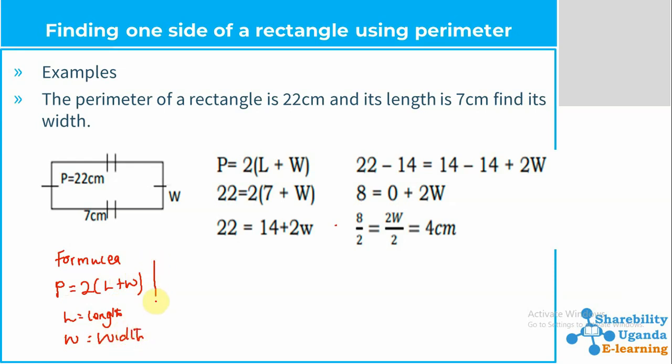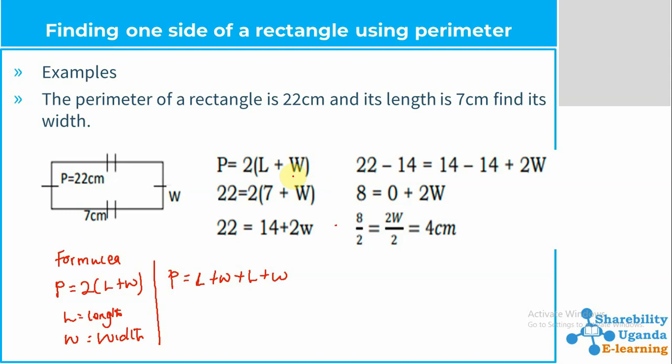Perimeter is just the total distance around the figure, and we have been using the formula perimeter being equal to side plus side. That means here our perimeter is going to be equal to length plus width plus length plus width. This is the formula that we need to use.